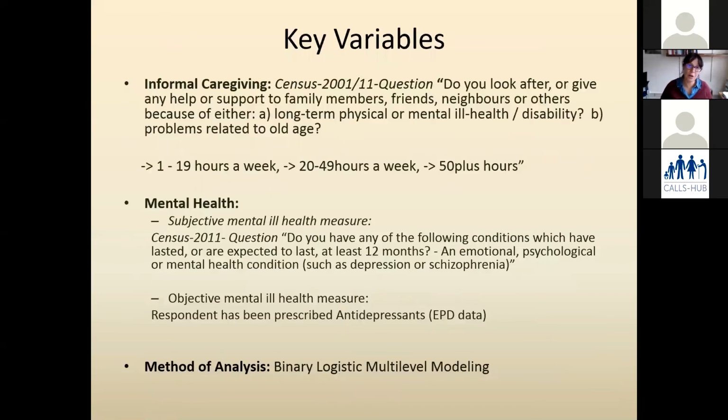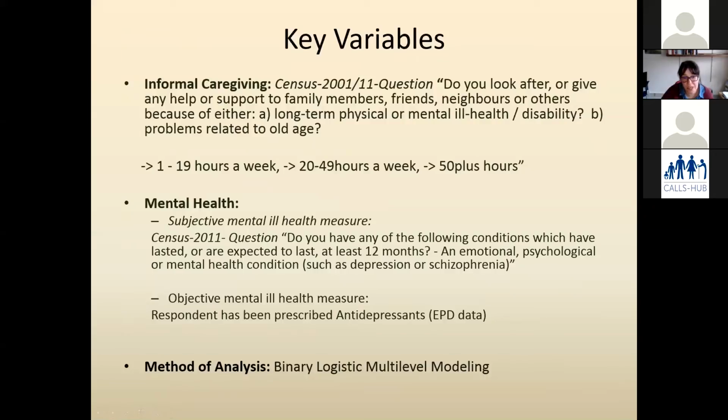In our particular study, we used the question on caregiving from the census questionnaire. Do you look after or give any help or support to family members, friends, neighbours, or others because of either long-term physical or mental ill health, disability, or problems related to old age? And there are three categories of caregiving workload: 1 to 19 hours a week, 20 to 49 hours, or 50 hours or more per week. Now, this is a limitation of this study. These are quite broad categories, but those are the categories asked in the census, so we have to live with this limitation.